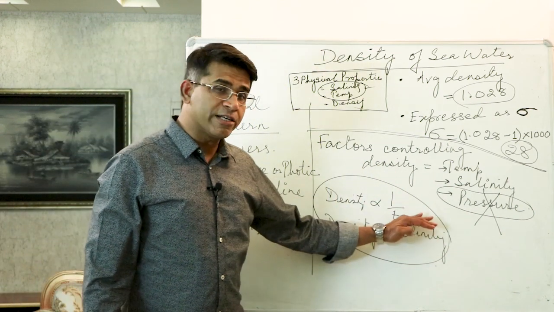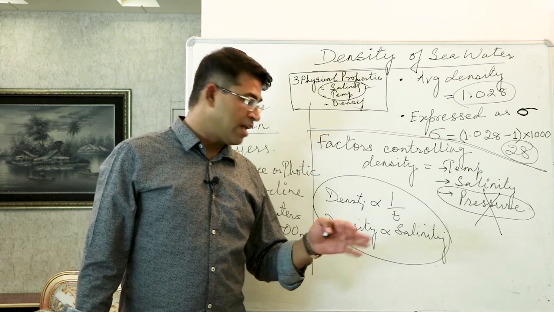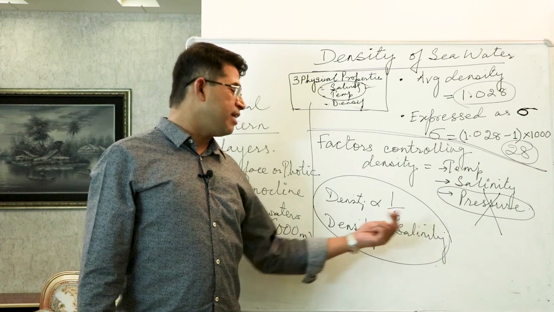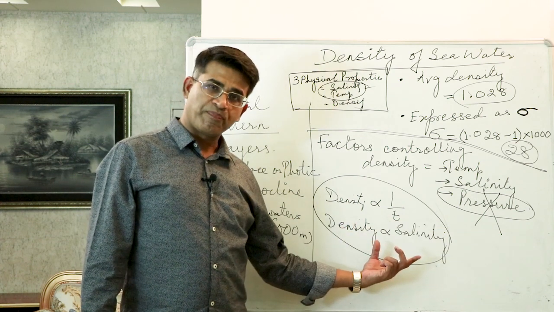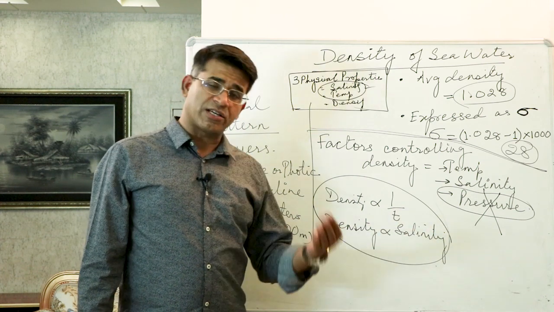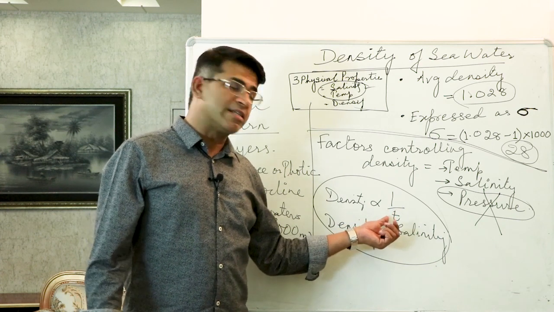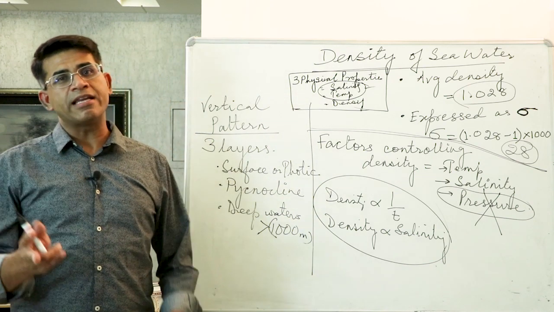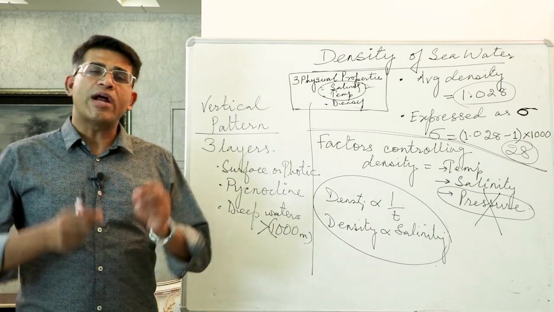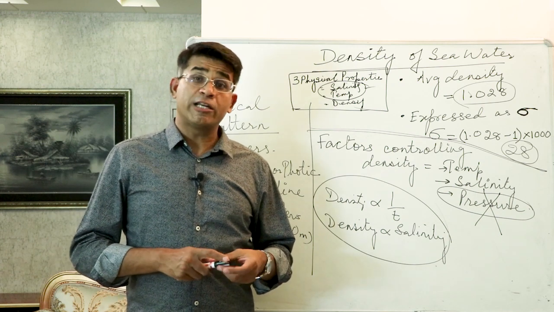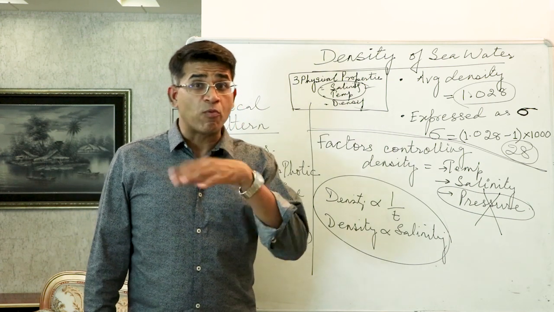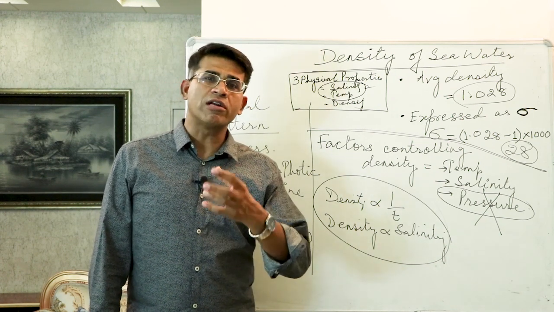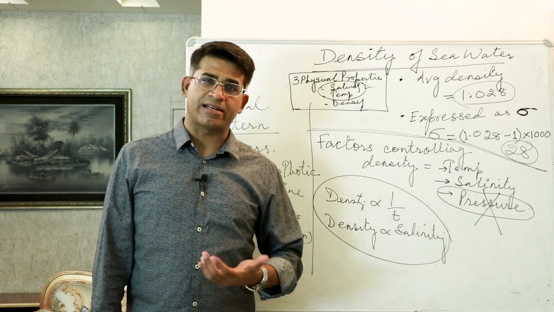If temperature was not in consideration and density depended only on salinity, I would have had this relationship. If salinity was not in consideration and I had only temperature, I would have had this relationship. But in reality, temperature and salinity act together. So at any given time, it is possible for water to be warm but dense. It's possible for water to be cooler but lighter.